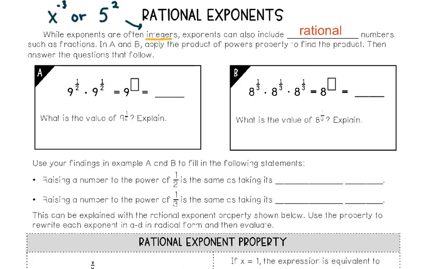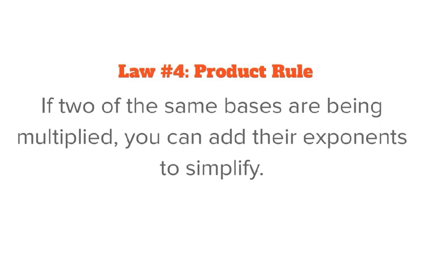So far, we've looked at exponents that are integers, like x to the power of negative 3 or 5 squared. But exponents can also include rational numbers, like fractions or decimals. Even though we might have fractions as exponents, it doesn't mean that the laws of exponents changed. We can still use things like the product rule. The product rule states that if two of the same bases are being multiplied, you can add their exponents.